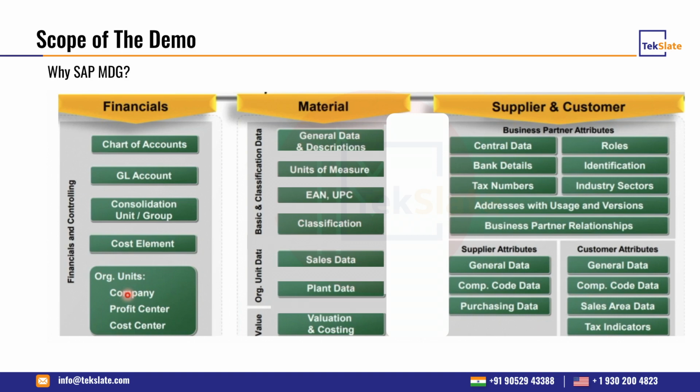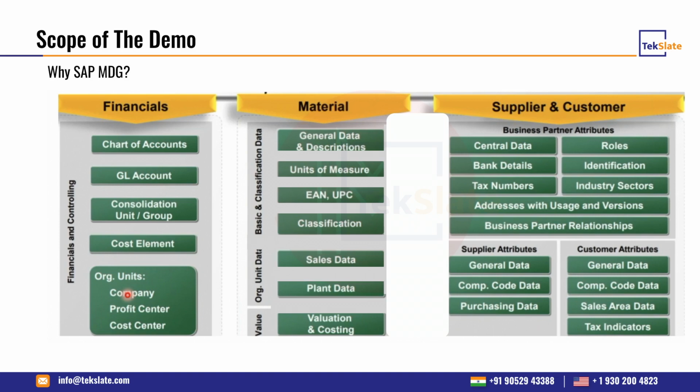Take any industry, for example an electrical company. They have equipment, materials, financial data, all the master data. Whether it is the banking sector, manufacturing sector, or retail sector, over a period of time industries started to segregate their master data into financial master data, material master data, and supplier or customer master data.